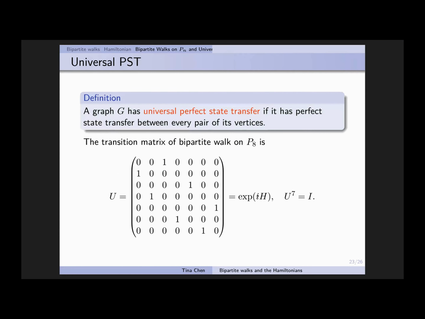So what is universal perfect state transfer? We say a graph has universal perfect state transfer if it has perfect state transfer between every pair of its vertices. So we can see here, this is the transition matrix of P8. We know it's a permutation matrix and it has order 7. So we know the continuous walk over the edge digraph coming from the bipartite walk on P8 will have universal perfect state transfer.